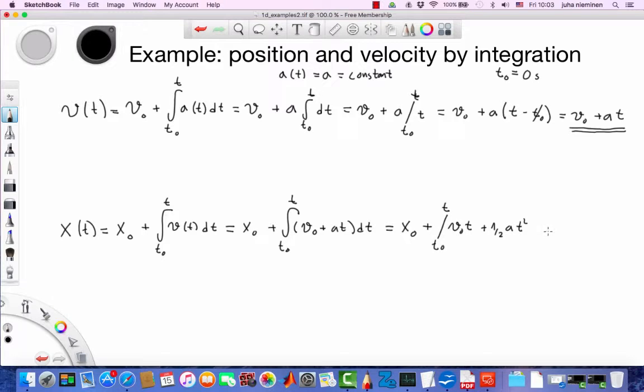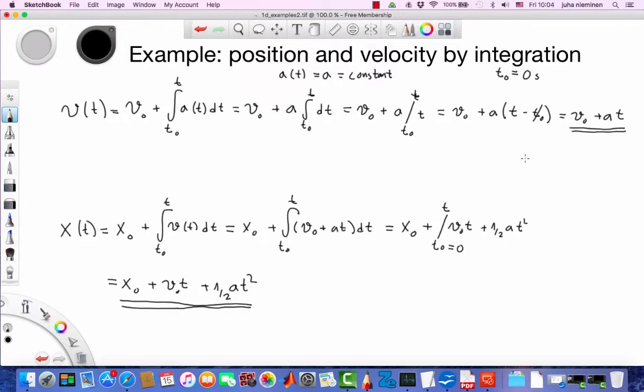And as you can see, this looks somewhat familiar already. And we knew that our t0 is 0, so the substitution becomes even simpler. So we have x0 plus only the upper limit, v0 t plus half times a t squared. And this is one of the formulas in our compilation that I showed you earlier. So like you can see, they come from the integration of velocity and acceleration to start with.